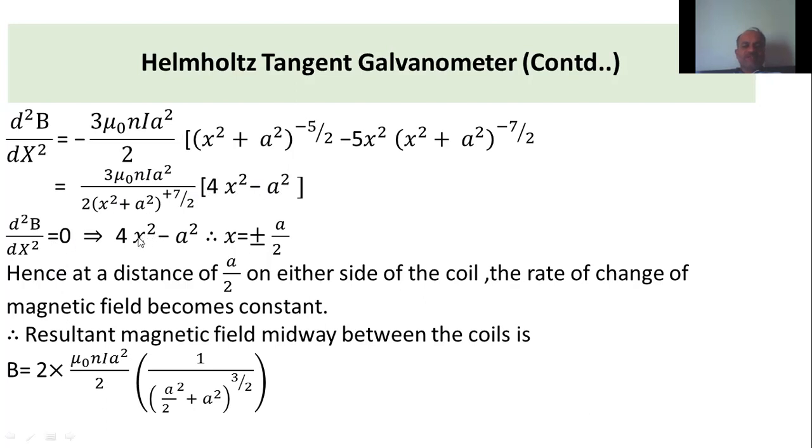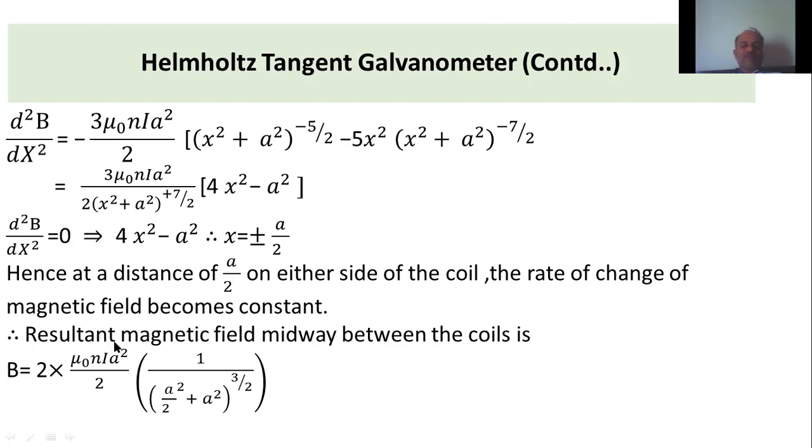So I am setting 4x² − a² equal to 0, or 4x² is equal to a², or x² is equal to a²/4, and taking the root, this gives x equal to plus or minus a/2. Hence, at a distance of a/2 on either side of the coil, the rate of change of magnetic field becomes constant.